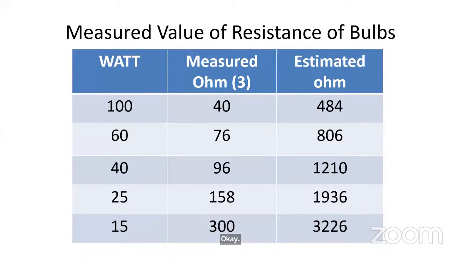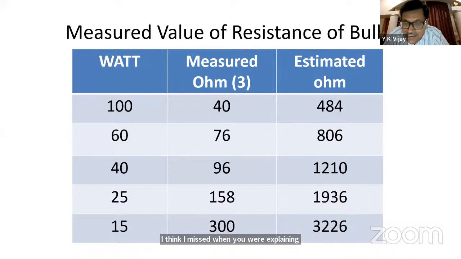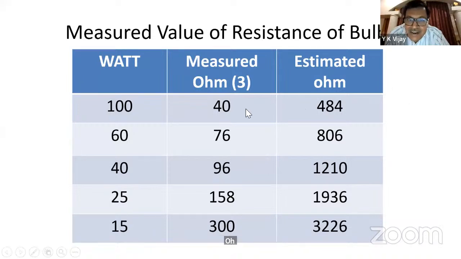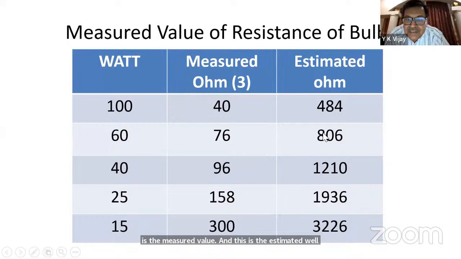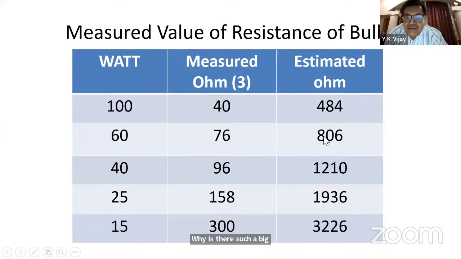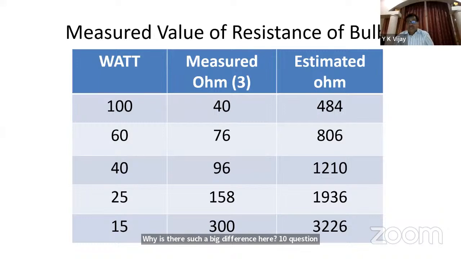Sir, this table that you are showing on the screen, I think I missed when you were explaining. Our estimated value is 484 ohms, but the measured is only 40. For 100 watt, this is the measured value, and this is the estimated value. Why is there such a big difference, sir?